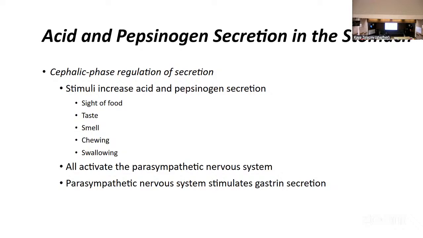So some of the stimuli for this increase in acid and pepsinogen secretion in the stomach are going to come from your head. So we're going to have cephalic phase regulation of the secretion of these two molecules of interest. If you see food, taste food, smell food, chew food, swallow food, those are all signals that you're going to be getting from your head that food is about to hit the stomach. So when we're getting those signals, they're going to be activating the parasympathetic nervous system. That parasympathetic part of the nervous system made you make all this watery saliva, and it's also going to be stimulating this increase in acid and pepsinogen in the stomach, partially through the stimulation of gastrin, which is one of our hormones related to the stomach.